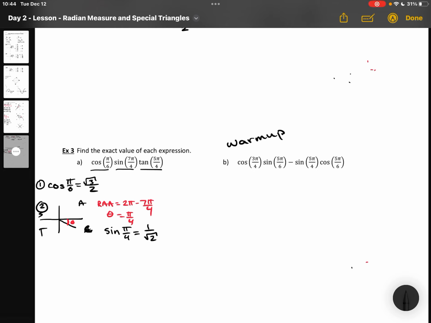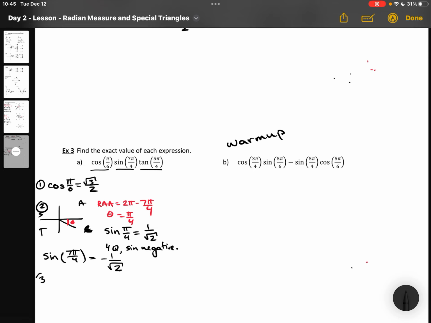But I'm looking for the sine of 7 pi over 4. So now I'm going to look at the signs. So in the fourth quadrant, sine is negative. And so what that means is my second question, sine of 7 pi over 4, is going to be equal to negative 1 over root 2.